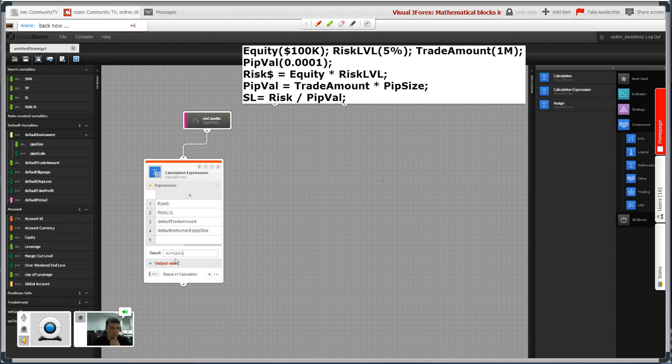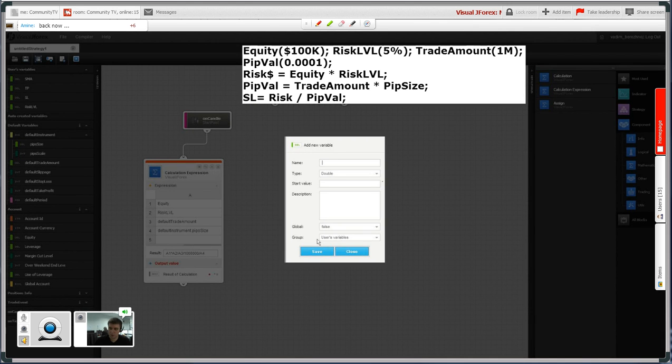Then we got the trade amount in millions, so value 1 would be 1 million. So we got to also multiply it by 1 million. Yeah, that's okay. Second, we divide it by pip size. That's A4. In result, we get the output value, stop loss in pips.